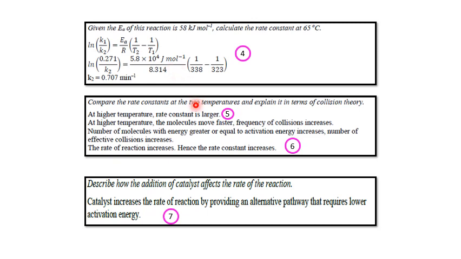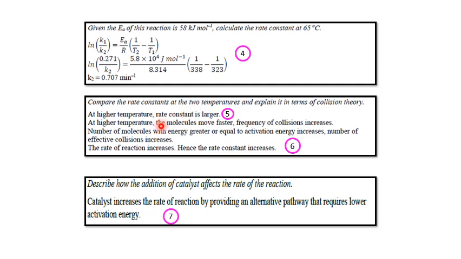Okay, next, compare the rate constant at the two temperatures and explain it in terms of collision. The question asks you to compare, right? Compare larger, smaller. So at higher temperature, what happened? The rate constant is larger.